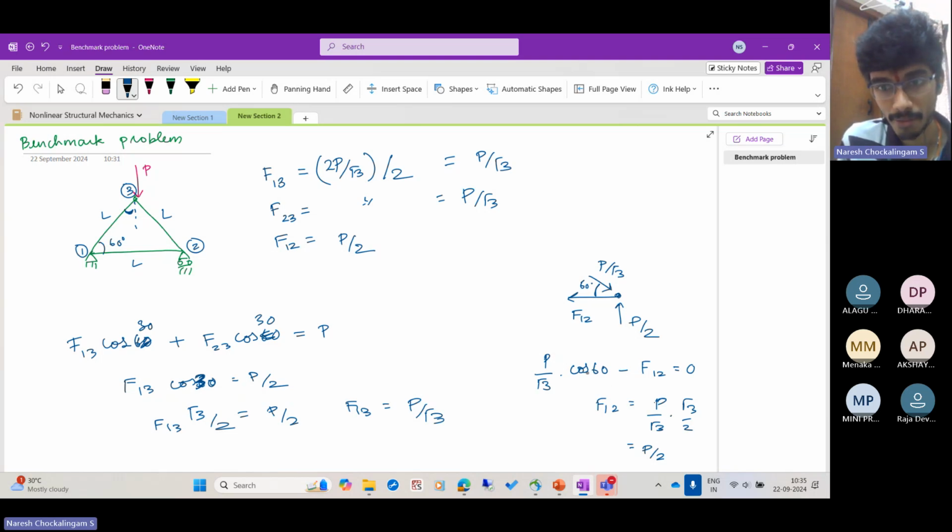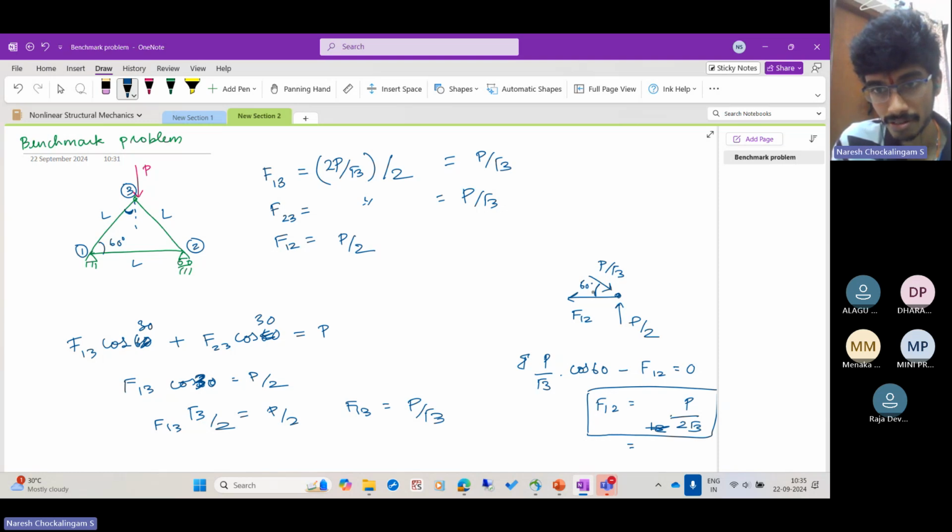So this is p by root 3 cos 60. Cos 60 is 1 by 2. Perfect, so this has to be 1 by 2, 2p by root 3. P by root 3 cos 60 is half of p by root 3, which is p by 2 root 3. Yeah, sorry for the mistake.